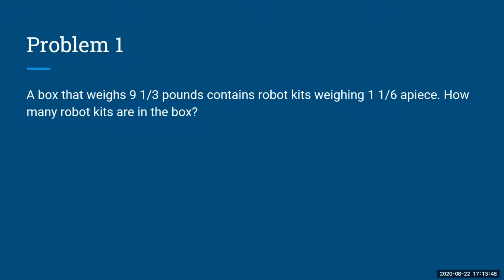Answer 31. Yeah, you're right, Aiden. What do you mean by that, Fairwin? The answer is not 31, remainder 6. You want to divide the total amount of pounds you have by how much each robot kit weighs. So it's not 31, remainder 6. Good try, though.